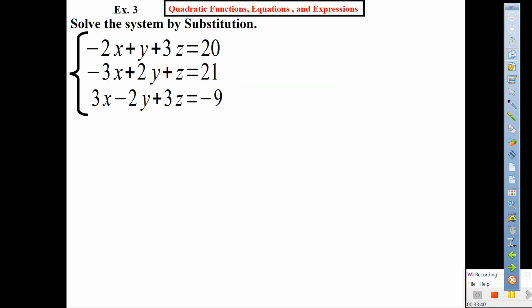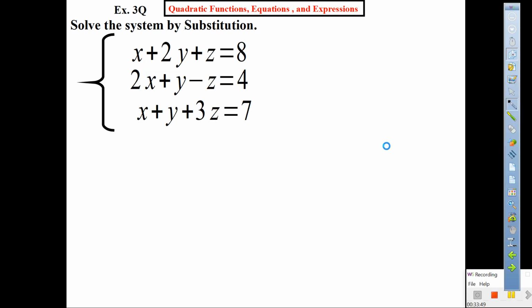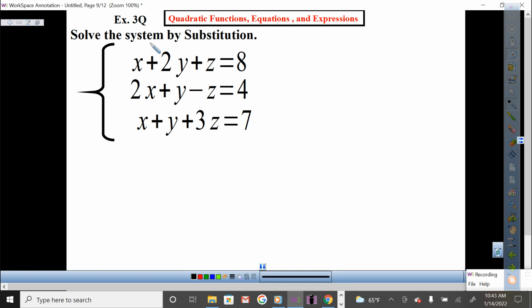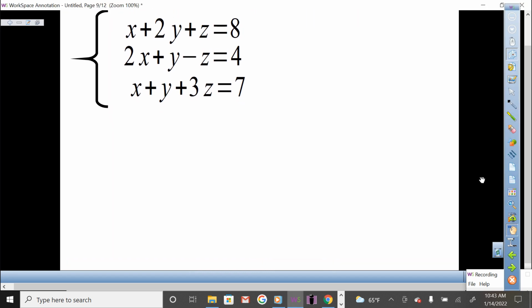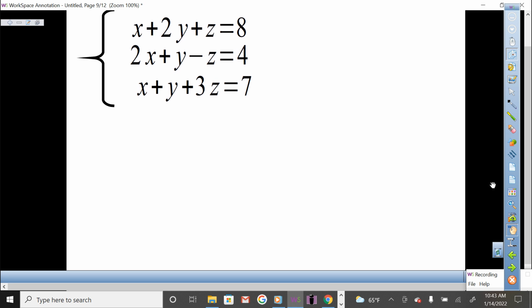One last one? Okay. Alright, so then let's go to this one. Copy this one, please. Example 3. This will be our last one, and we're going to use elimination. The system given is x plus 2y plus z equals 8, 2x plus y minus z equals 4, and x plus y plus 3z equals 7. Once again, I'm going to highlight this one in yellow, this one in green, and this one in pink.